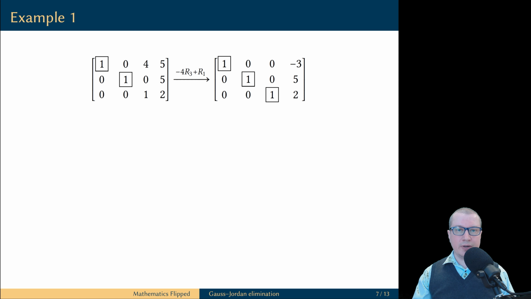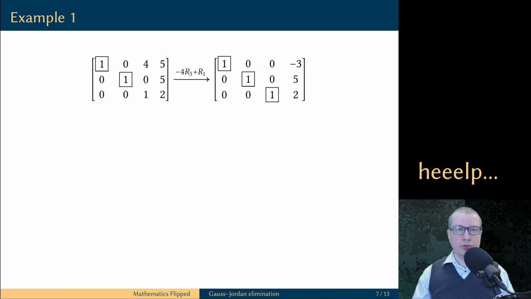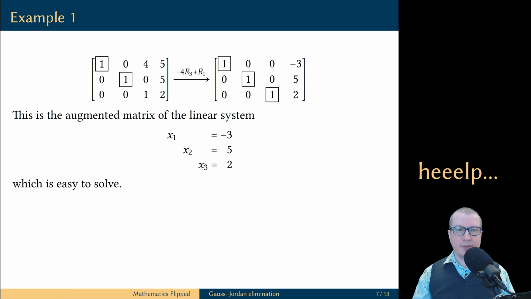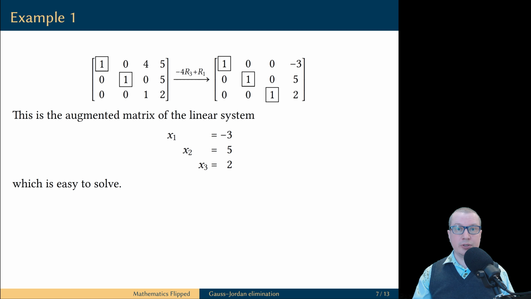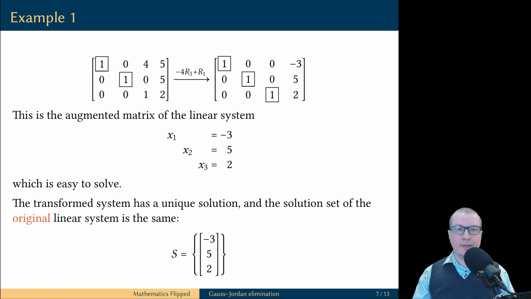Let me now demonstrate why a linear system whose augmented matrix is in reduced row echelon form is easy to solve. This matrix represents the following linear system, and the solution is obvious. This is a unique solution to the transformed linear system, yet we know that the original linear system has the same solution set, and therefore the original linear system has this unique solution.